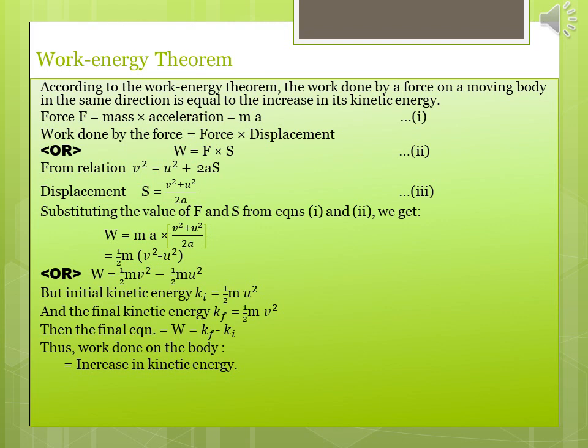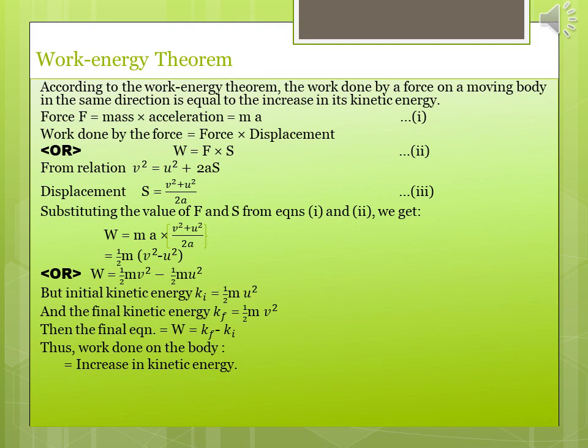So let's again assume that the mass of the body is small m with initial velocity small u. When a constant force F is applied on the body along its direction of motion, it produces an acceleration small a, and the velocity of the body changes from u to v in moving a distance s. Now force is given by the product of mass and acceleration, and work done is given by the product of force and displacement. So we have relations from the three equations of motion. One of the equations is v square minus u square is equal to 2as.